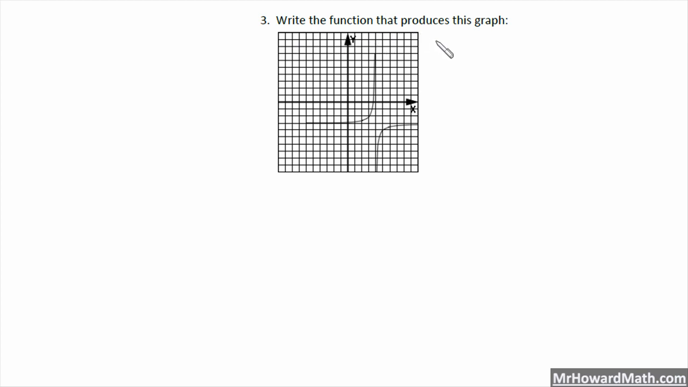Write the function that produces this graph. So this is the parent function just transformed. So it's all about tracking the horizontal and vertical asymptotes. This vertical asymptote is at 1, 2, 3, 4, right through here, so it's been shifted right 4. The horizontal asymptote has been moved down 1, 2, 3, so down 3.